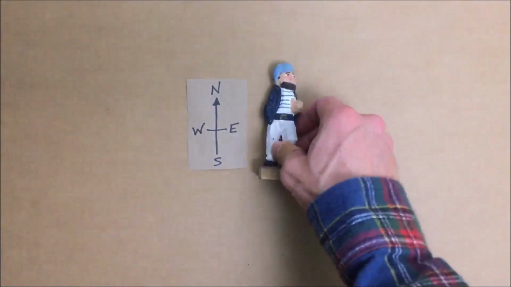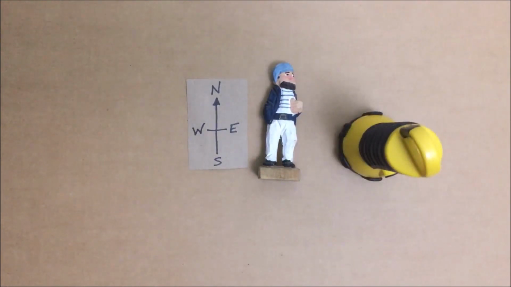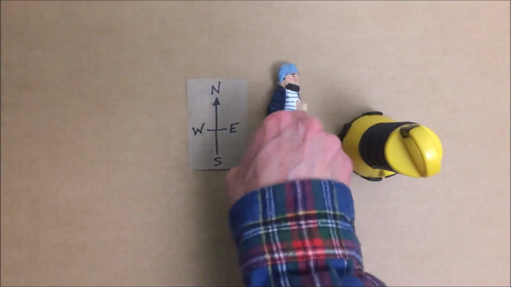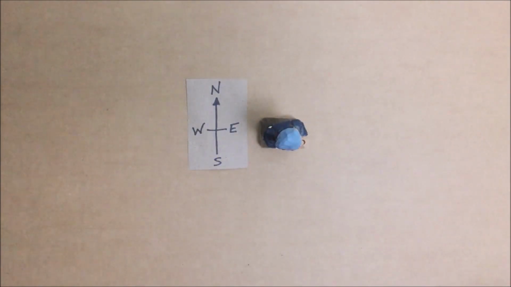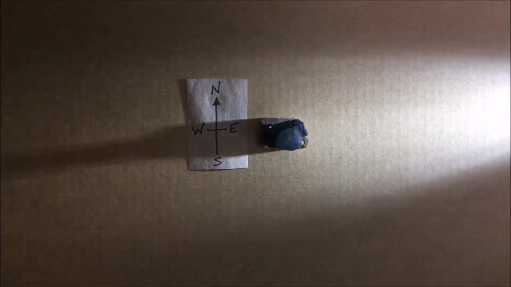So now, Pirate Guy and our flashlight are going to help us see what the shadow would look like during the course of a day. Okay, so we're going to stand Pirate Guy up. Notice the compass rose right there. And we're going to start right here, sunrise. Okay, so now look at the length of the shadow.